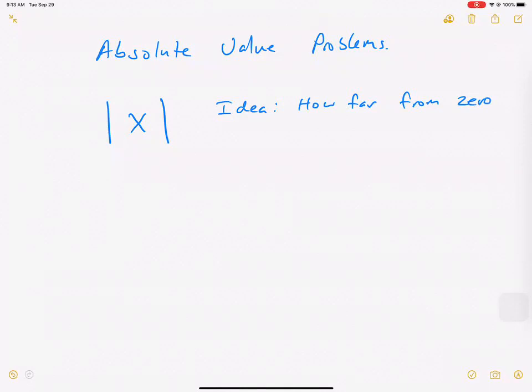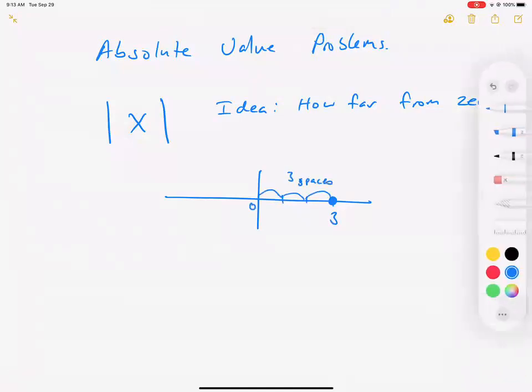But it applies in physics and other ways, because if I say, let's look at a number line here, and what if I write 3? Well, how far is 3 from 0? You'd read that's 1, 2, 3 spaces. This is 3 spaces away from 0. And another way to say how far is the word distance.